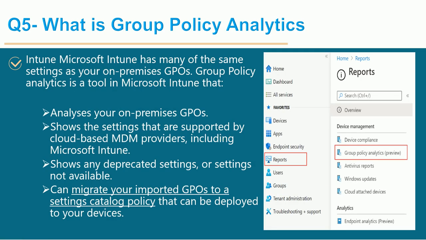Now, what is the group policy analytics? Basically this feature is used when you have a local group policy in your on-prem infra, you export that group policy and you can import it into Intune for monitoring purposes. So this is totally related to the GPO. Analyze your on-prem GPO. So the settings are supported by the cloud based MDM provider, including Microsoft Intune. Any pre-created settings or settings that are not available are flagged. So as I said, this is basically used when you export your group policy from the on-prem infra and you can import it into Intune, and then you can start monitoring your GPO.